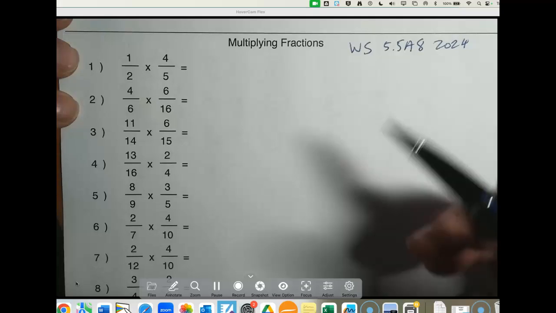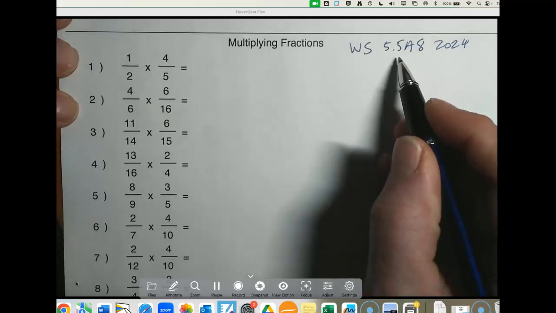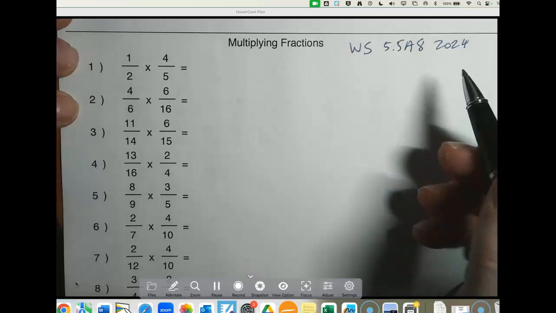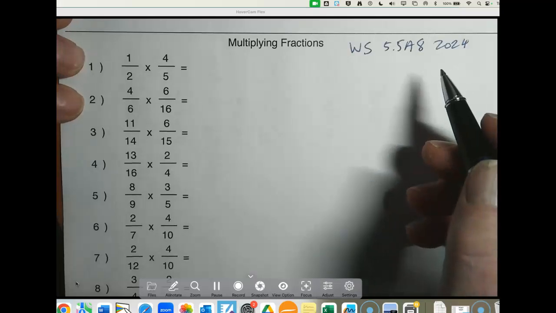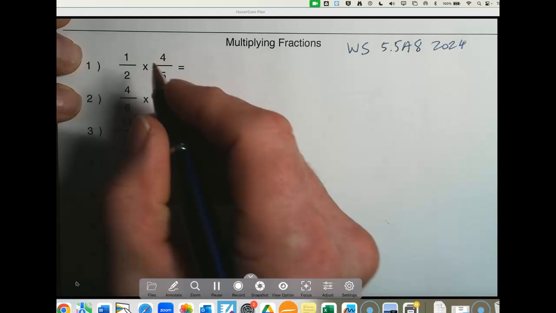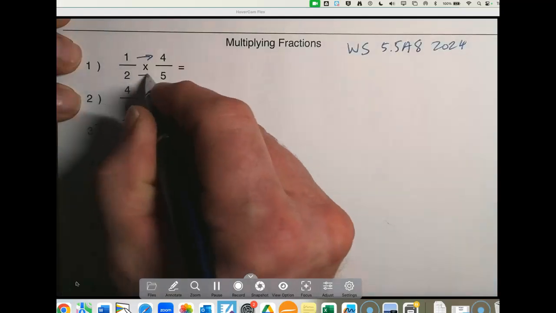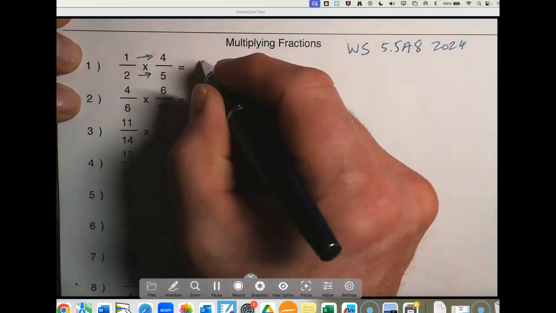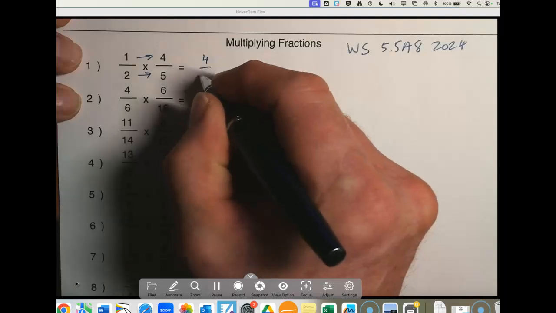Okay, today we're going to be doing a little tutorial on WS 5.5A8 2024. We multiply fractions. Well, you can just take and multiply. When you multiply fractions, you can just multiply straight across if you want. 1 times 4 is 4, and 2 times 5 is 10.